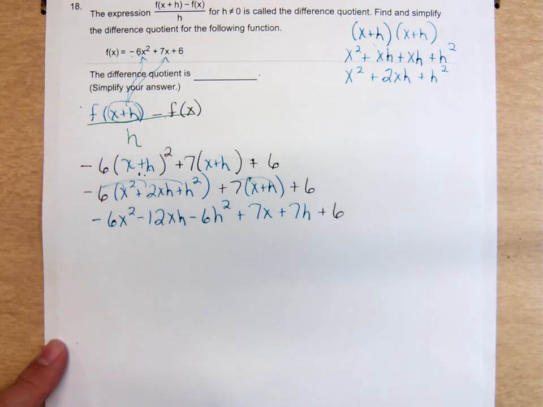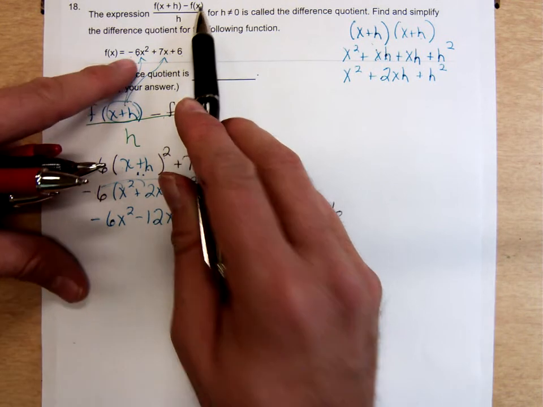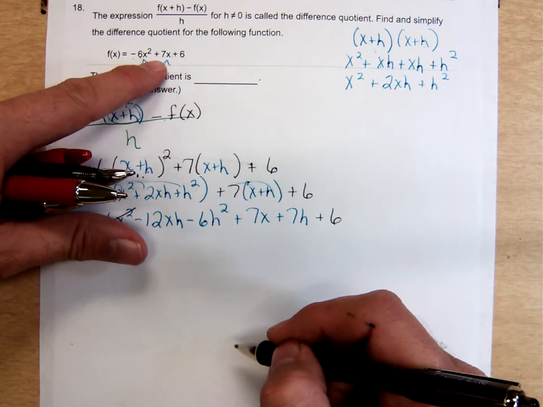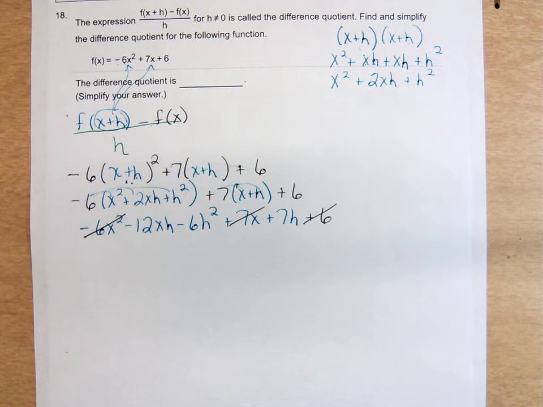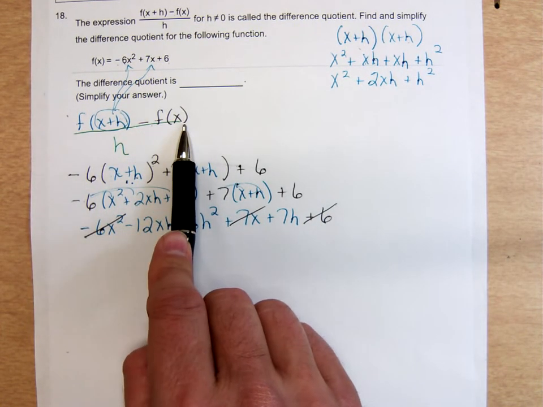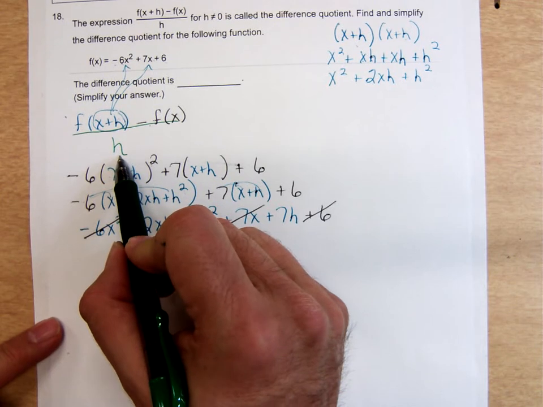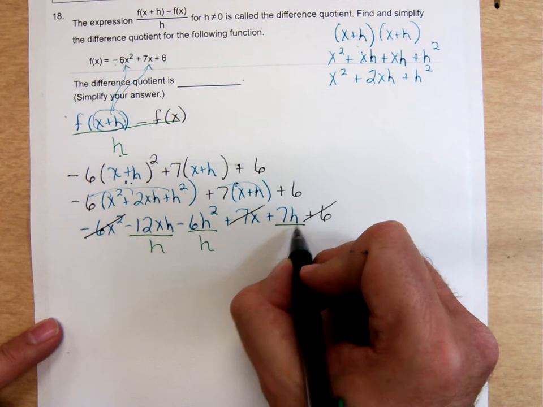Is this seeming familiar? Now we're going to do the take away f of x. So look down here and mark out the negative 6x squared. Mark out the 7x. And mark out that plus 6. So what I just did was those 3 marks is the take away f of x. And now over h. Everything that's remaining, put each one of those terms over h, and you should be able to cancel that green h in each term.